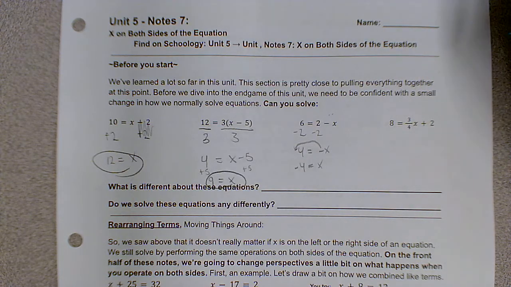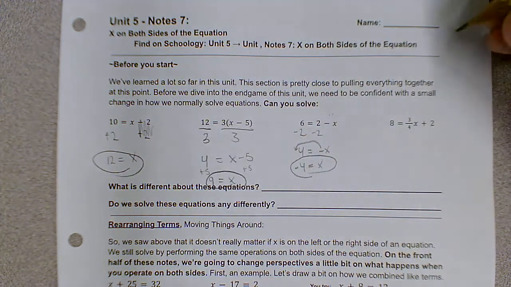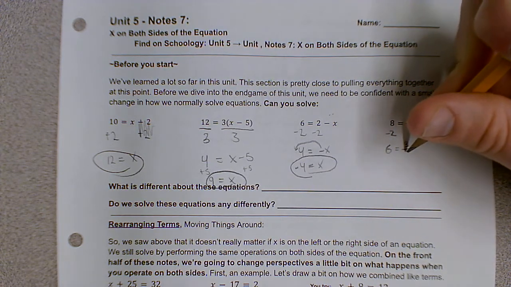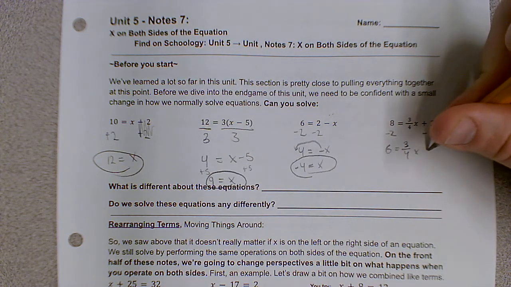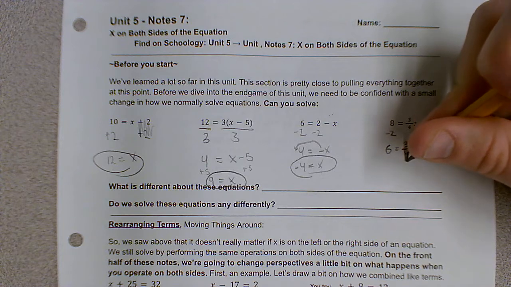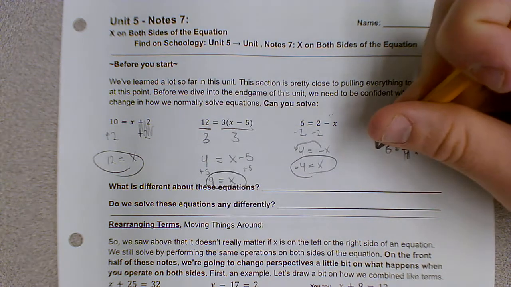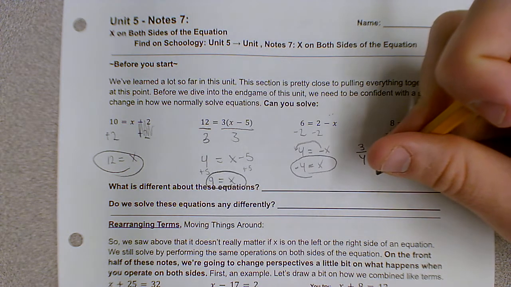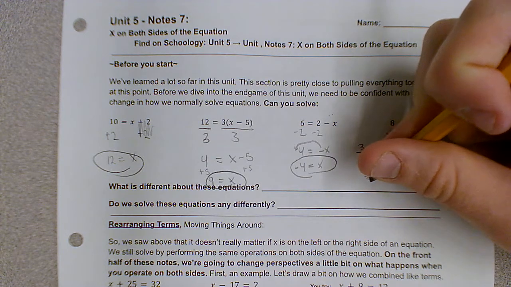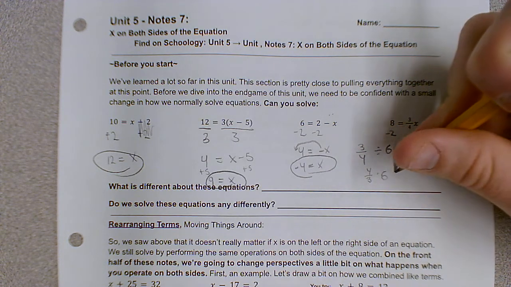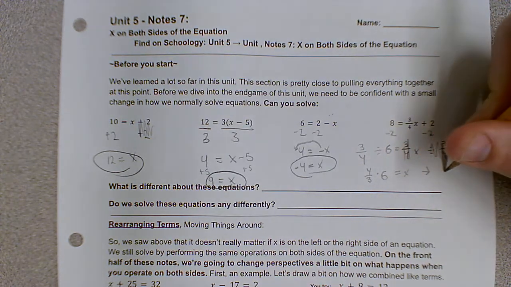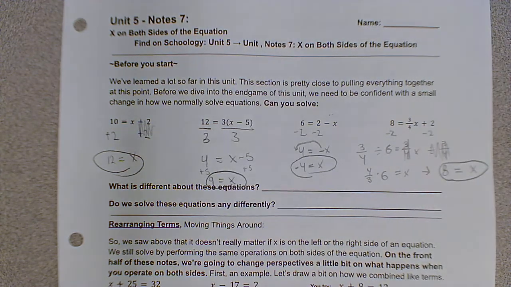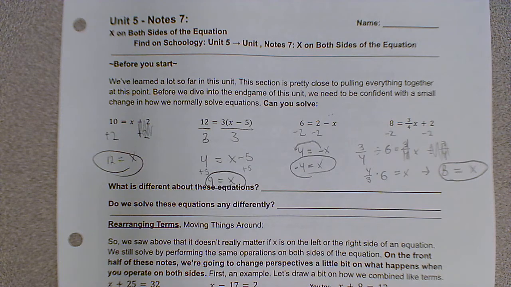Now the last one, we have tricky stuff with fractions, but I promise again, it's still the same process. We start by subtracting 2 from both sides. We have 6 equals 3 over 4x. We divide by 3/4 to get rid of it. Scratch out our fraction. And we divide by 3/4 on the other side as well. By doing that, we're multiplying by 4 over 3 equals x. And then this will simplify out to 8. 8 equals x. Same process as before, just numbers are on the other side.